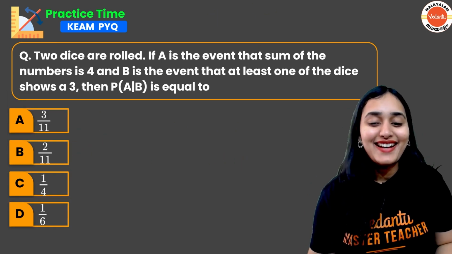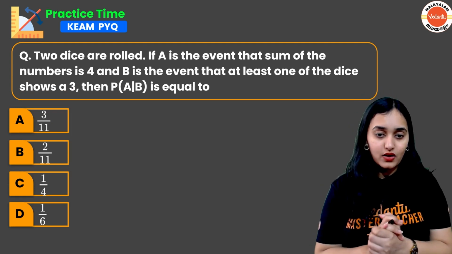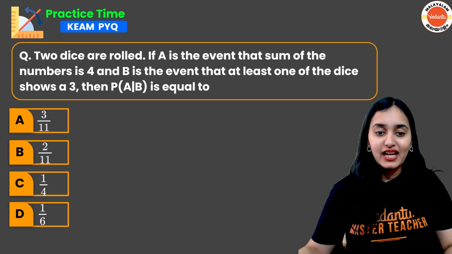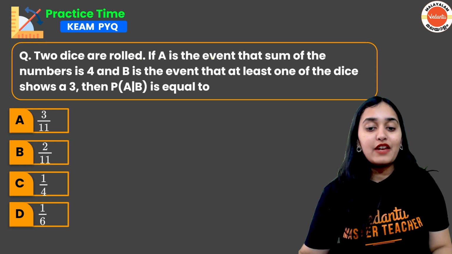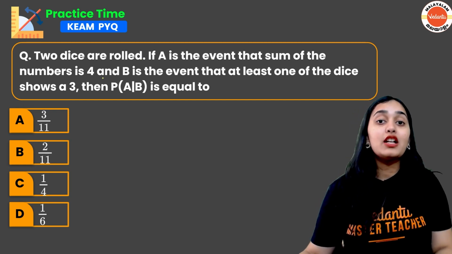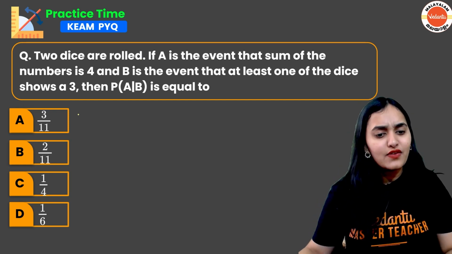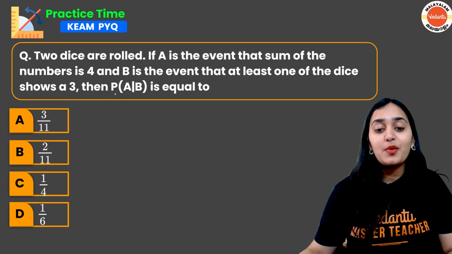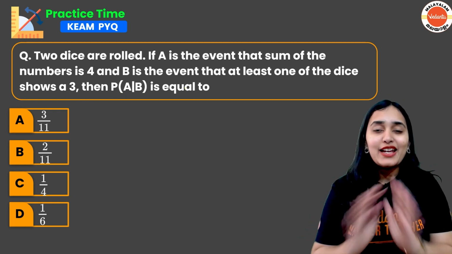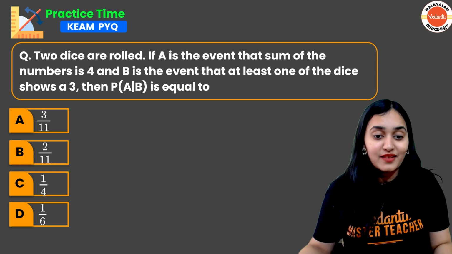Right answer. Alright guys, now coming to I guess the last question of the day. Two dice are rolled. If A is the event that the sum of the numbers is 4, B is the event that at least one of the dice shows 3. What is the probability of A given B? Very good question. Very good question.